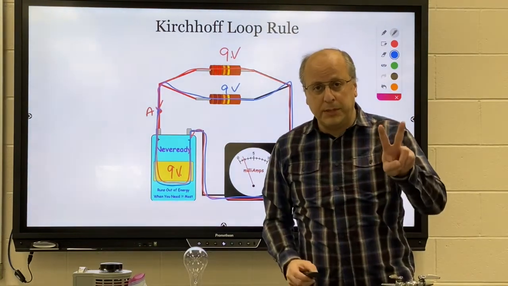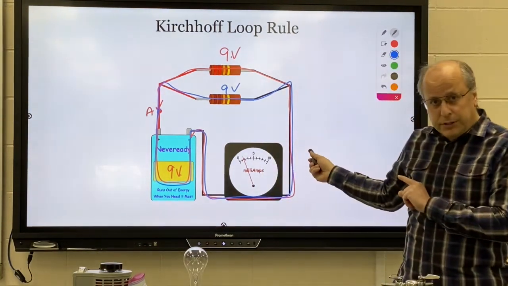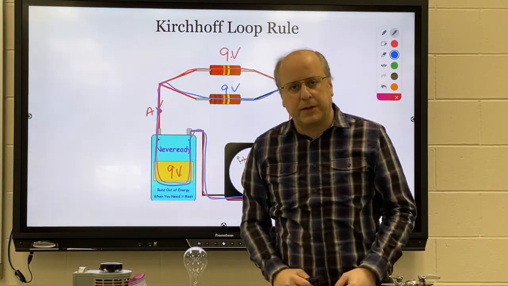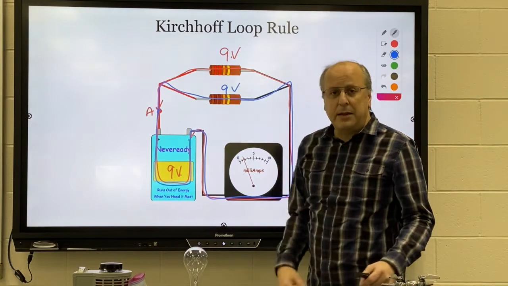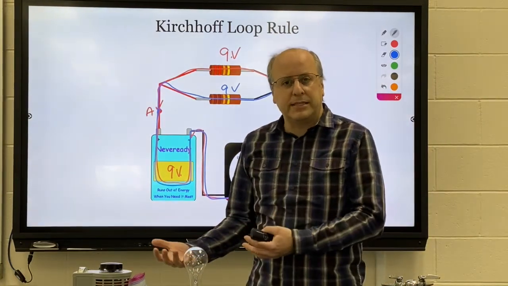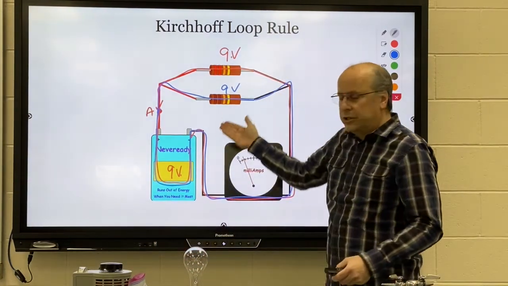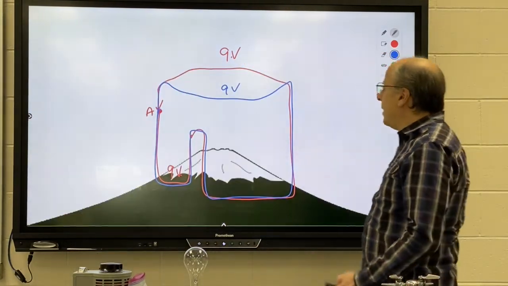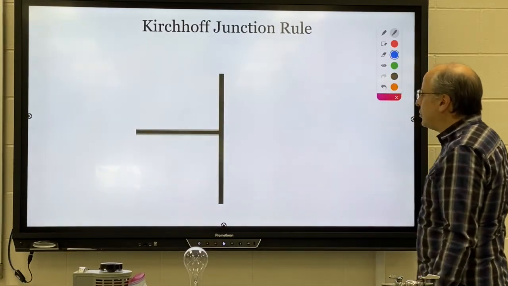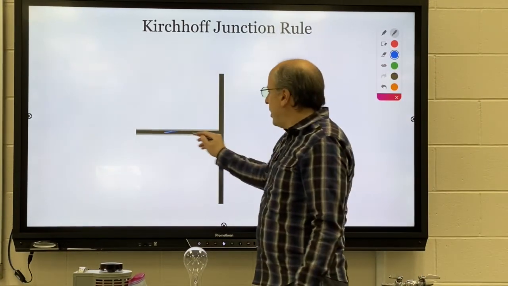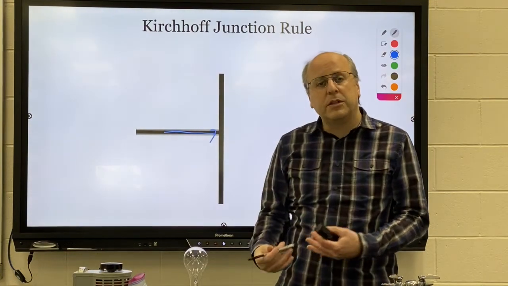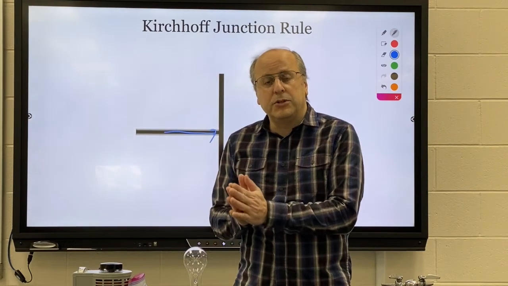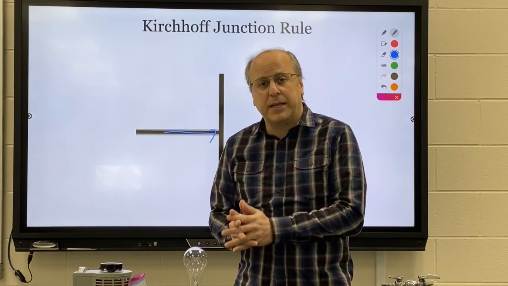So again, 2 simple rules. Loop rules, which say whatever energy we gain in a battery, we're going to lose as we go through our different components. It might turn into heat, it might turn into light, it might turn into sound, but we're going to lose that energy as we make a complete loop through our circuit. The other rule talked about junctions, and it says whatever charge enters must be equal to the charge that leaves. Super simple rules that can be used to help us solve really complicated problems.